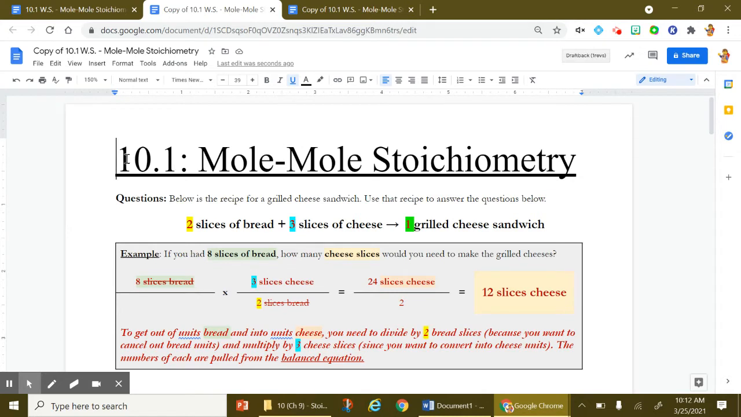Let's take a look. So we're doing mole stoichiometry. Now what this means is we are going to try and figure out, based on some amount of a substance we know from a recipe, what other things are needed for that recipe.